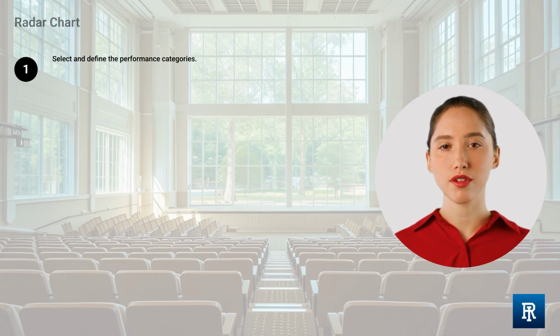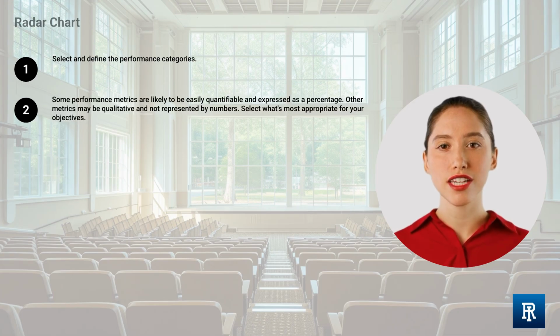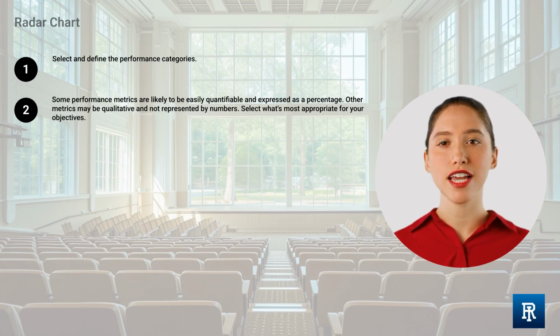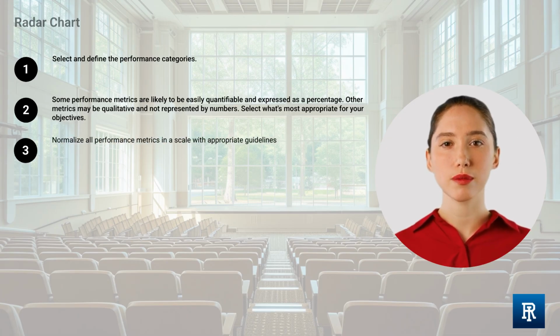Select and define the performance categories. Typically, the chart can handle 10 to 20 categories. Some performance metrics are likely to be easily quantifiable and expressed as a percentage. Other metrics may be qualitative and not represented by numbers. Select what's most appropriate for your objectives. Normalize all performance metrics in a scale with appropriate guidelines. For example, a Likert scale ranging from poor to excellent, where 1 is poor and 5 is excellent.